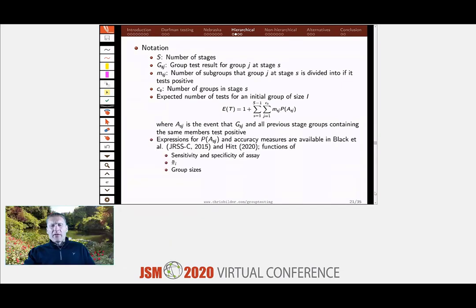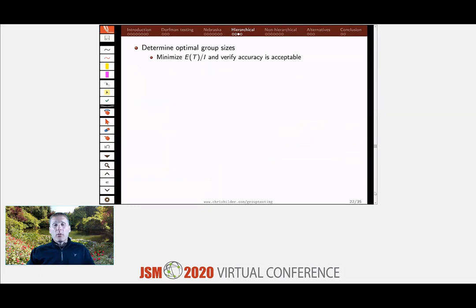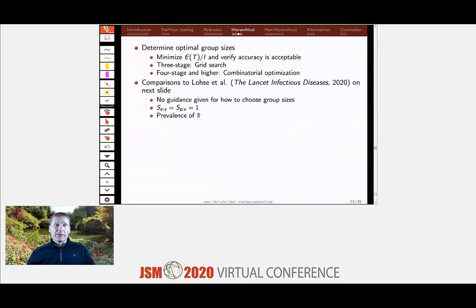I will not go over some of the details to help us speed along here. So on slide number 21, basically what I did was I presented an expression for the expected number of tests. The main thing you need to get out of it is that indeed one can come up with a closed form expression for the expected number of tests. And then using that information, you can come up with what would be the optimal group sizes to use. And to find these optimal group sizes is not always a simple thing to do.